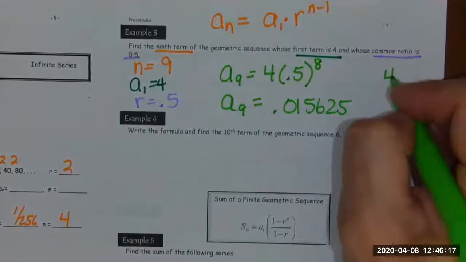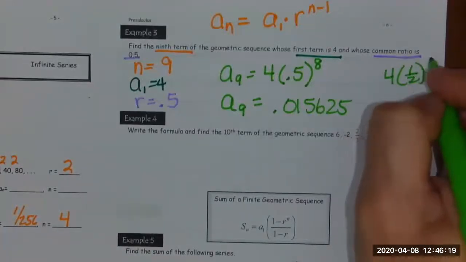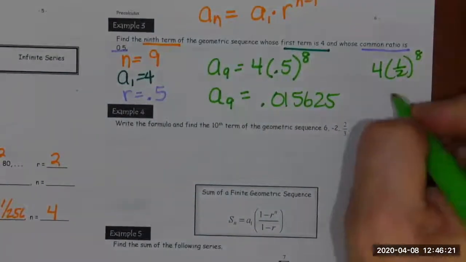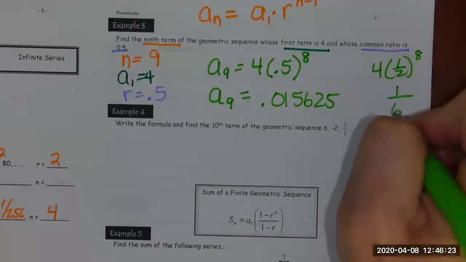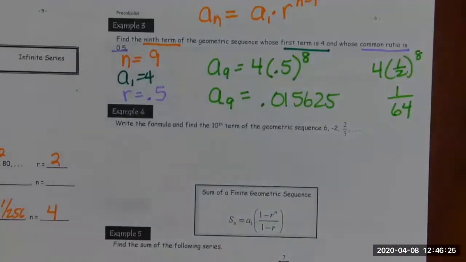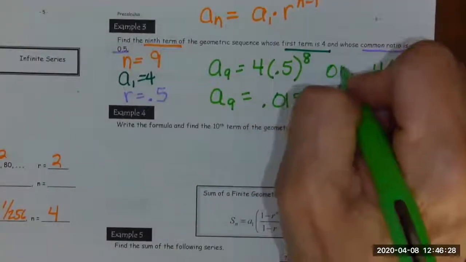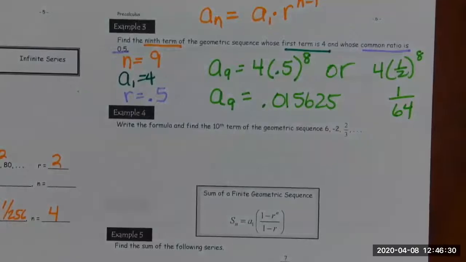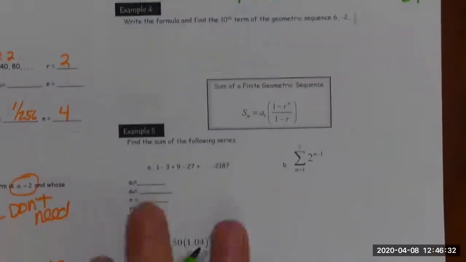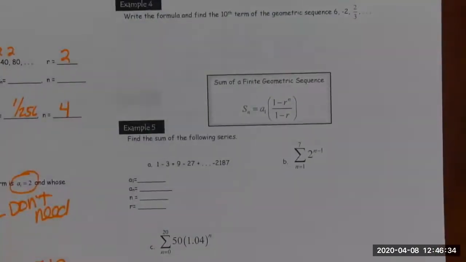And if you typed it in this way and you put a half in, then you're going to get 1 over 64. So depending on how a question's asked, whether you want a decimal or a fraction for your answer. All right, let's try another one.